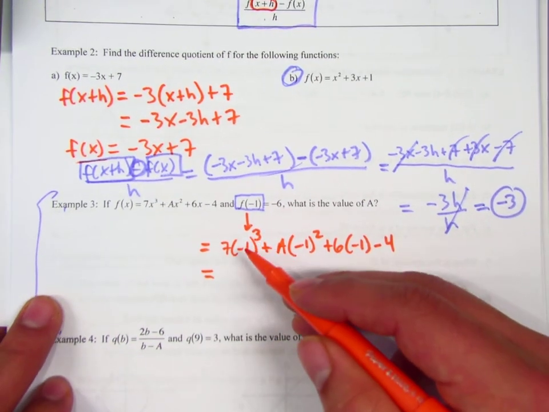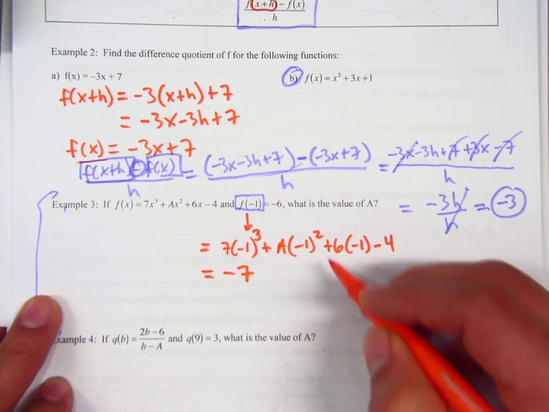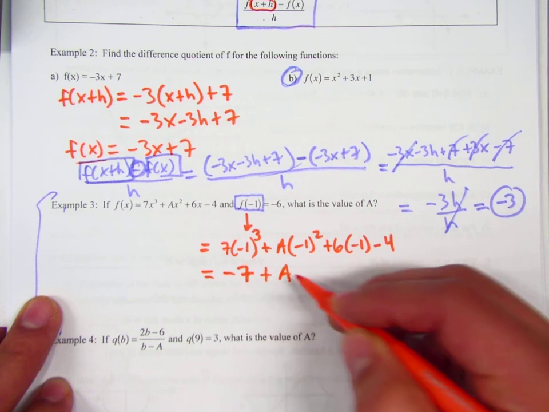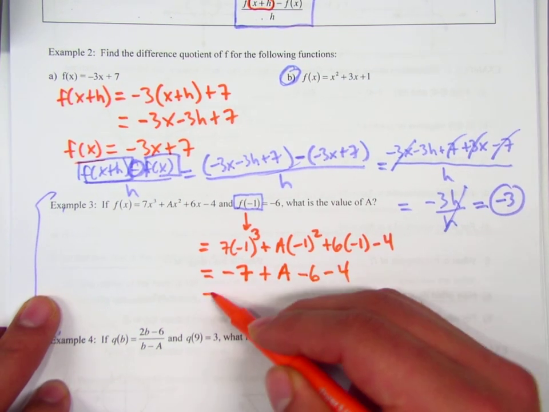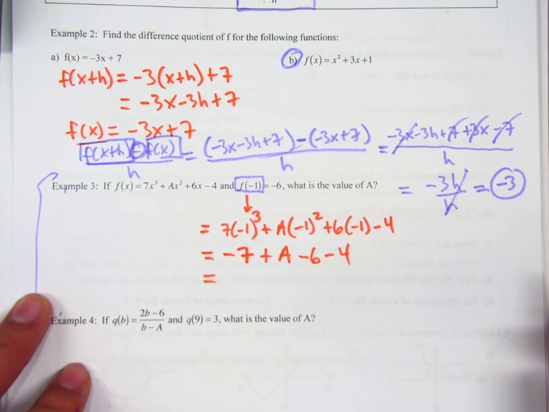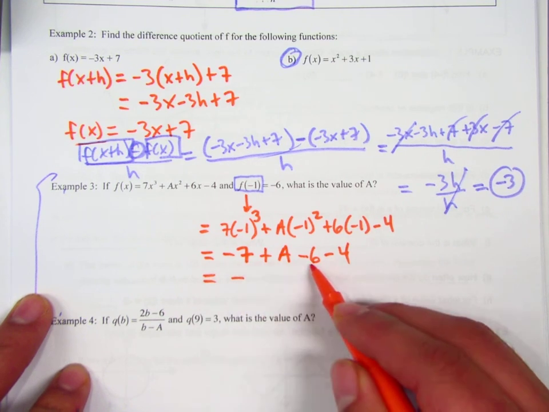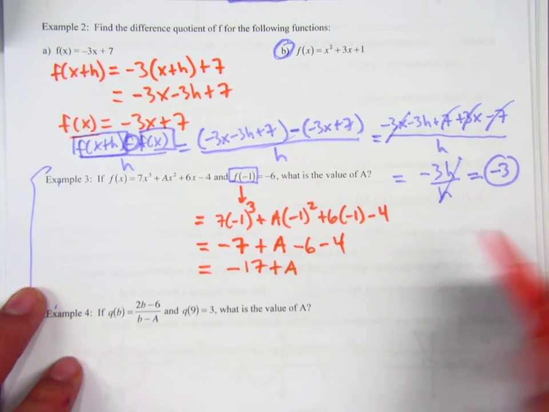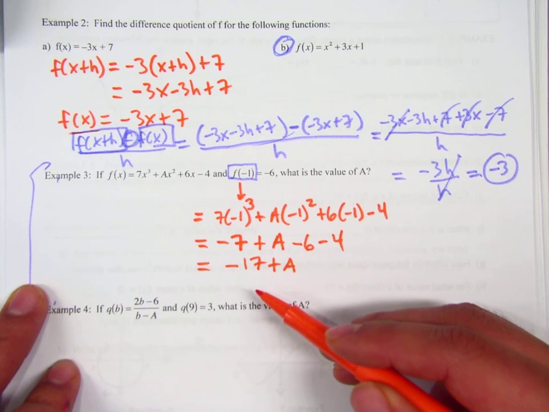And now let's simplify. Negative 1 cubed, that's just going to be negative 1. Multiply it with 7, you get negative 7. Negative 1 squared is just positive 1. So this turns into just 1 times a, or just a. And then you got minus 6 minus 4. Let's combine some more like terms. So that will be, what is that? Negative 7, negative 13, negative 17 plus a. Okay? So when I plug negative 1 into the function, I get this negative 17 plus a.